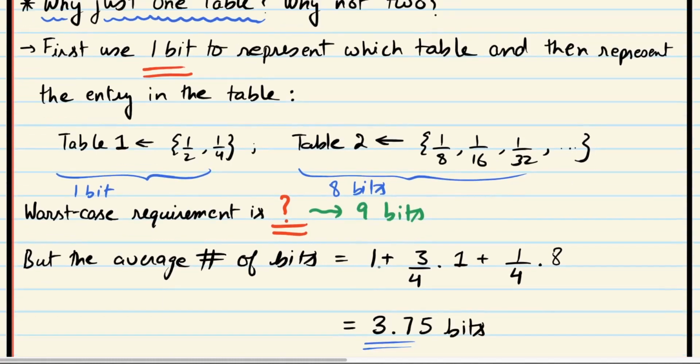So average number of bits. First, 1 bit must be used for all the symbols. So this 1 is with probability 1. Maybe I'll do this calculation in a slightly different way. So what is the average number of bits?